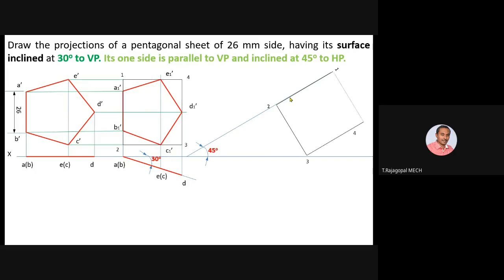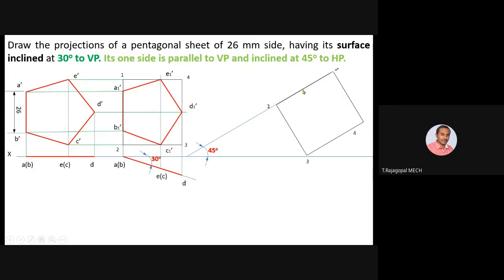So I told you here it must not touch this XY because it will give us confusion in the top and front view. So it must not touch the XY, such that you can reproduce this pentagon in the 45-degree inclination line.